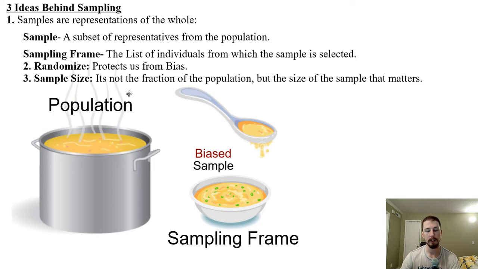And then we want to randomize it. We randomize it in this example by stirring it up, right? So we're not just going to take whatever's on the top or sample from the bottom. We want to mix it up as best we can. The randomizing protects us from all the different types of bias, which is what we're going to talk about next.